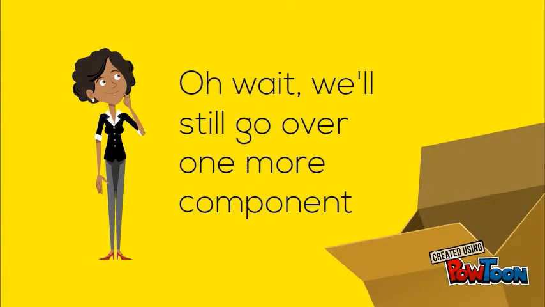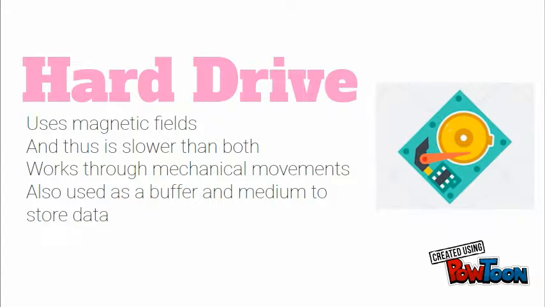We've got one more component to look at. The hard drive is slower than both, as it uses magnetic fields and works through mechanical movements. It is used as a buffer and a medium to store data.